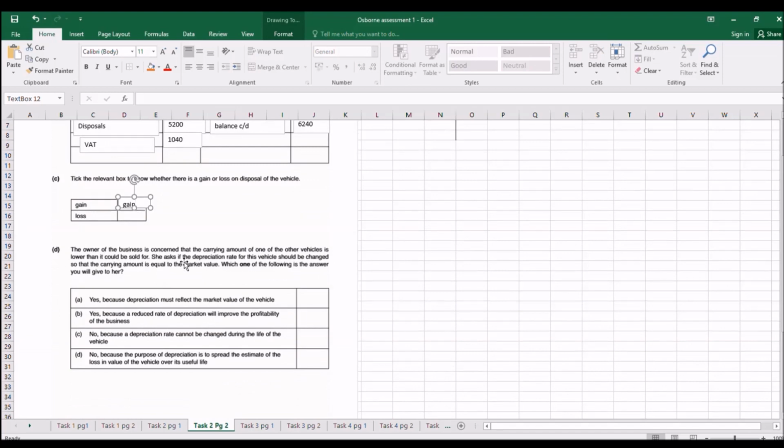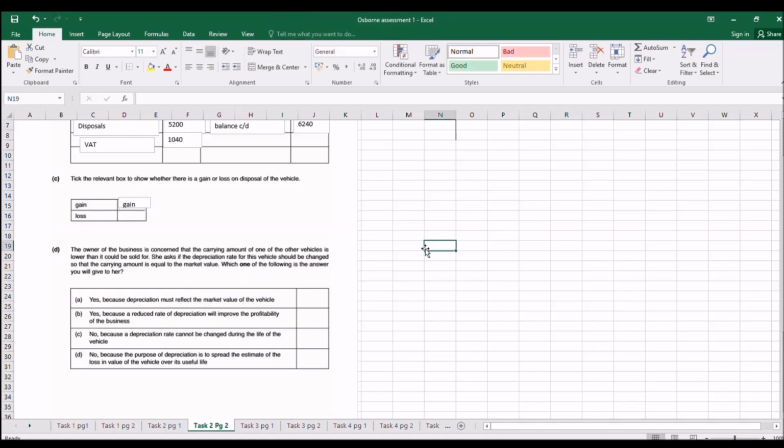Right, the owner of the business is concerned that the carrying amount of one of the other vehicles is lower than it could be sold for. Okay, we're going to have some kind of trick here, which is going to say we should accelerate depreciation. She asked if the depreciation rate should be charged so that the carrying amount is equal to the market value. All right, there we go. We've got some accelerated depreciation. Which of the following answers to give her?